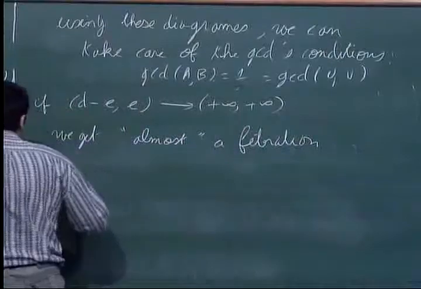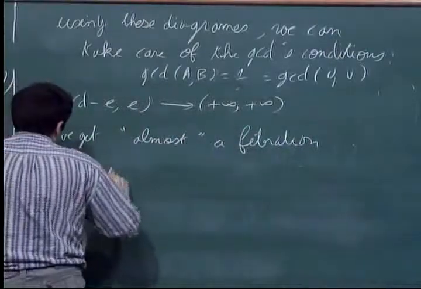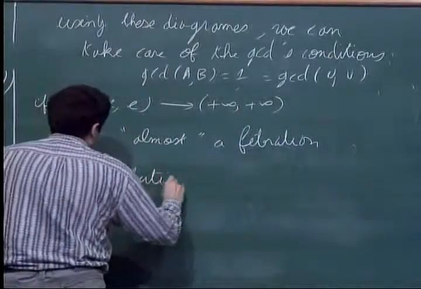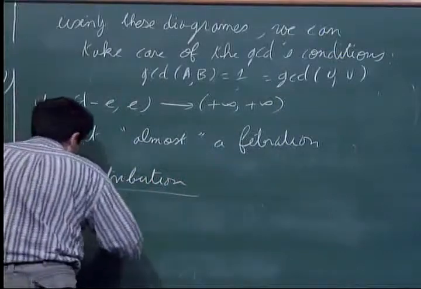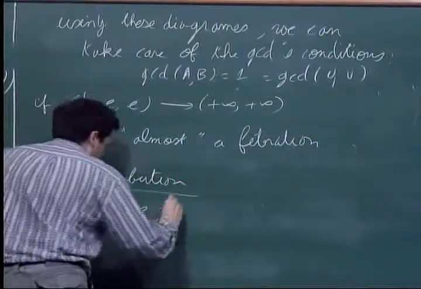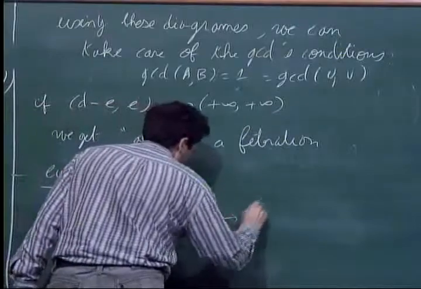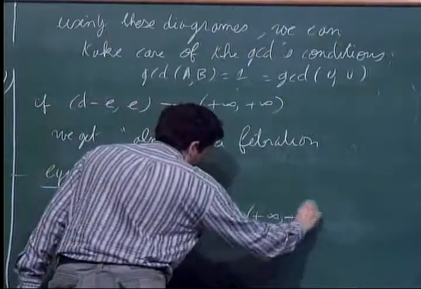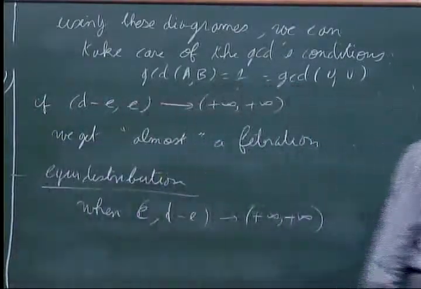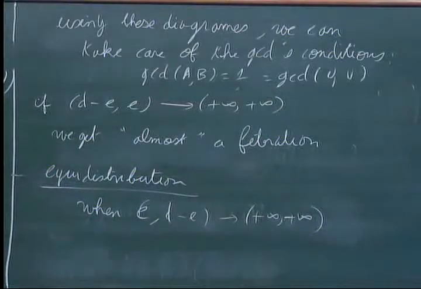So we have equidistribution when E and D minus E go to infinity. But you should remark that this is a stronger condition than to say that D and E are going to infinity.